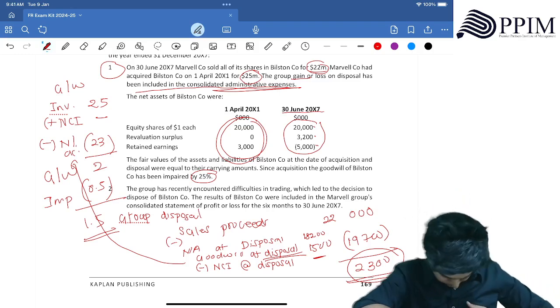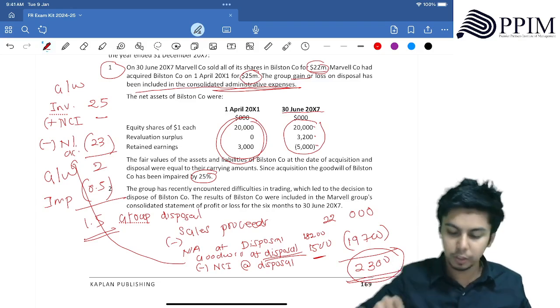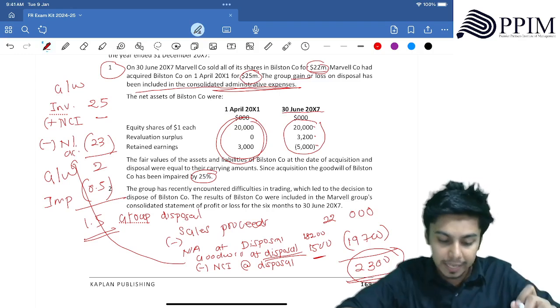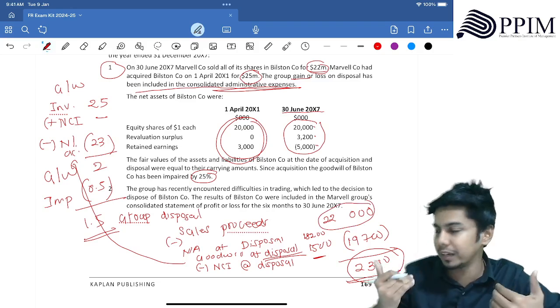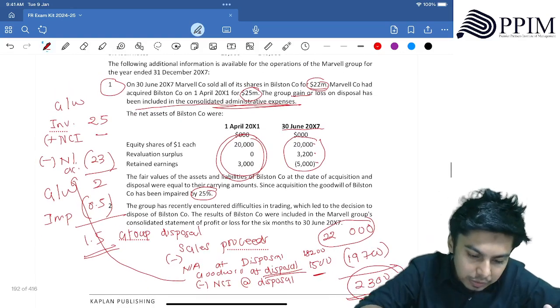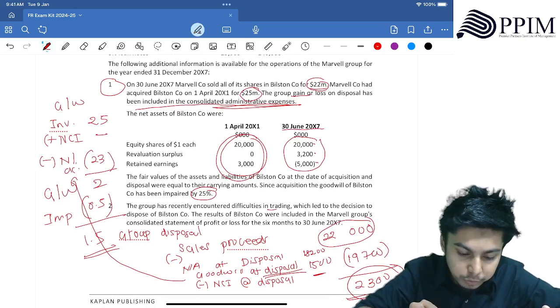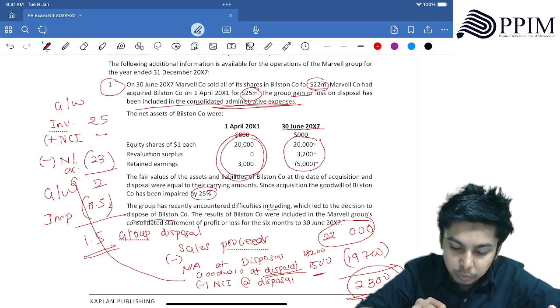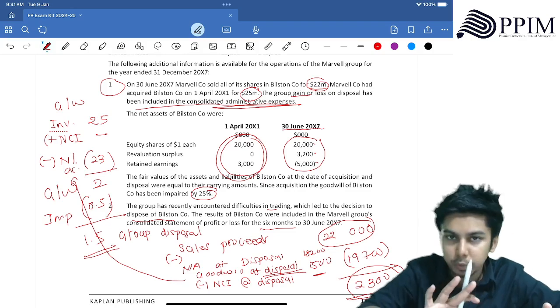Are we now all okay with the goodwill at disposal? Okay, so we got a profit. Also remember, we got some cash also. That's important for the calculation. We got some money and we got a profit also. What they are telling here is that the group has recently encountered difficulties in trading, which led to the decision of disposal of Bilston. The results of Bilston were included in Marvel Group's consolidated profit and loss for 6 months. What they are trying to tell you in that paragraph is this.